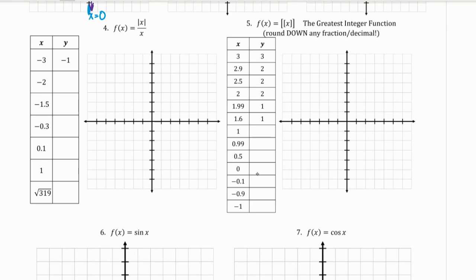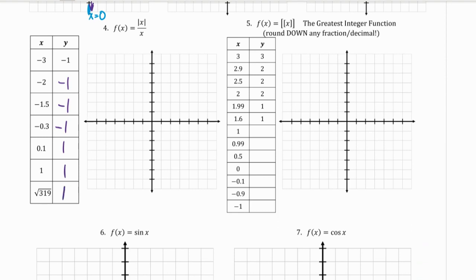If you plug in -2, for example, the absolute value of -2 is 2. 2 divided by -2 is -1. If I plug in -1.5, absolute value of -1.5 is 1.5. Divided by -1.5 is -1. You can kind of start seeing a pattern here. If I plug in -0.3, the absolute value will be positive 0.3. Divided by -0.3 would be -1. And then if I plug in 0.1, so positive number, absolute value of 0.1 is 0.1. Divided by 0.1 is 1. If I plug in 1, absolute value of 1 divided by 1 is 1. The absolute value of root 319 divided by root 319 is 1.